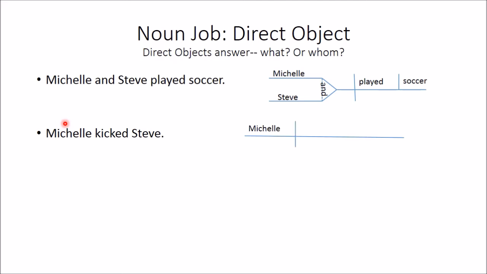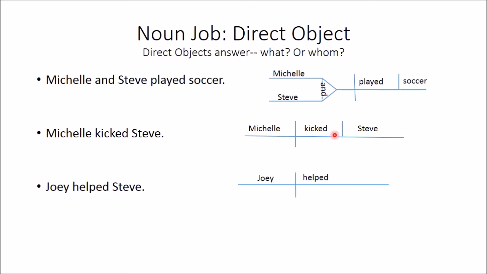So Michelle is the subject. What did she do? She kicked. That's the verb. Steve receives the action. He received the kick. So he is the direct object. So that's another way you can try to remember. Subject does the action. Direct object receives the action. Michelle kicked Steve. Well, along comes Joey, and Joey helped Steve.